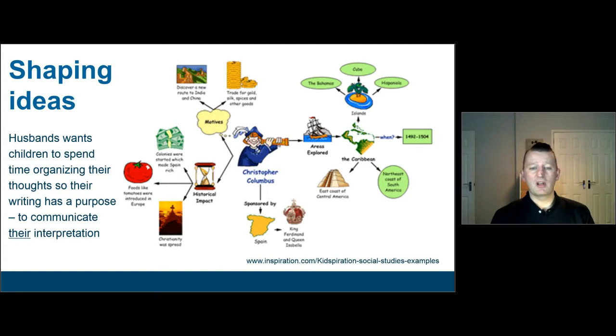So here's an example of the kind of writing that might go on when we're doing our organising. And he says that if we want children to spend time organising their thoughts so that the writing has a purpose, we need to do this kind of activity, and then it makes sense that they have an opportunity to communicate their interpretation. But there's clearly a logical sequence here. We can't rush to write a historical essay until we've done our reasoning. So here is a mind map, and it would obviously be easier to produce a narrative account of the life and times and importance of Christopher Columbus once we've organised our thoughts in something approaching this kind of method.